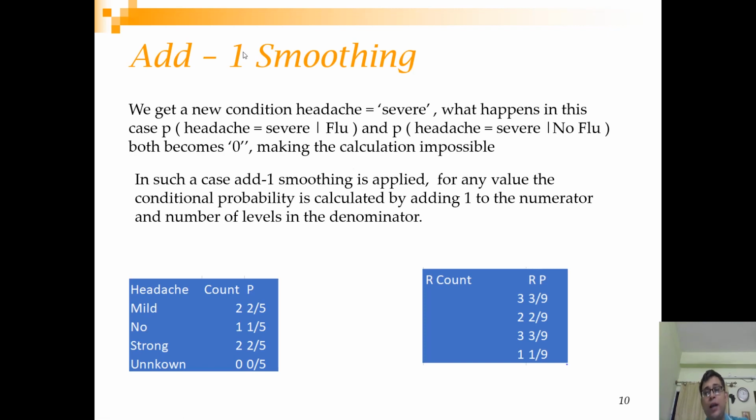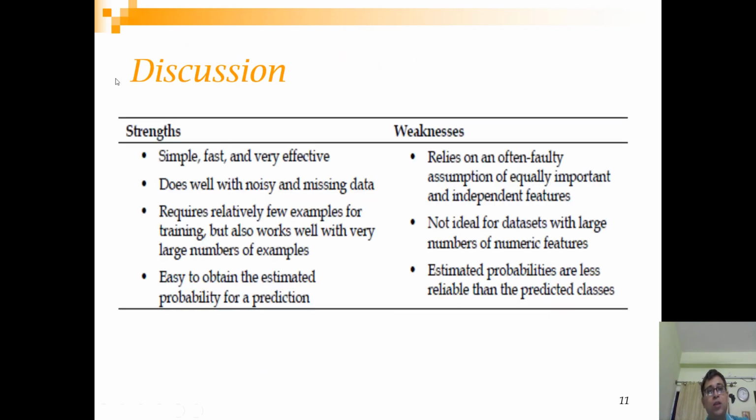Now let us look at the advantages and disadvantages of the naive Bayes classifier. The strengths are it is simple, fast and very effective. This is often the baseline classifier we start with. It can deal well with noisy and missing data. It requires very few examples, and can also work with a large number of examples. And it is easy to obtain the estimated probability for a prediction.